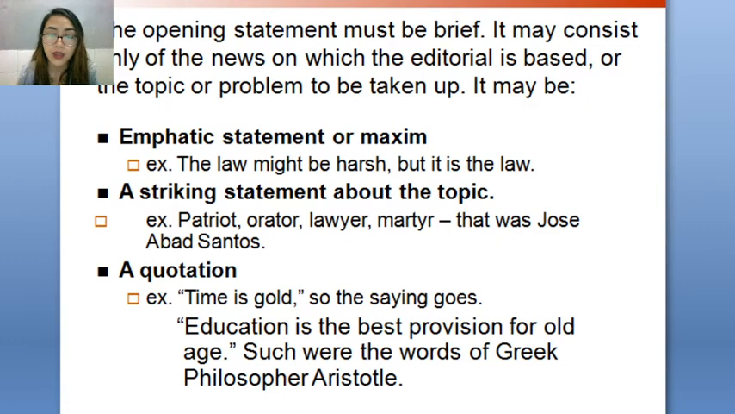I love it. And a quotation then, pwede rin. Time is gold, so the saying goes. Education is the best provision for old age, such were the words of Greek philosopher Aristotle. So, ayan, nasa inyo na yun guys kung paano nyo mag-open, ano yung opening statement mo. Basta it should be brief enough and it should be catchy and appealing to your readers.